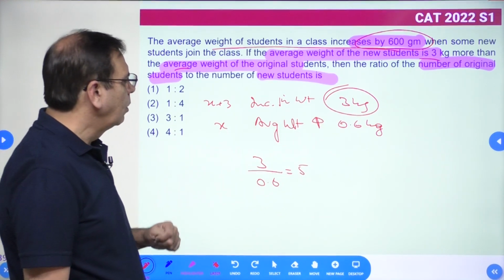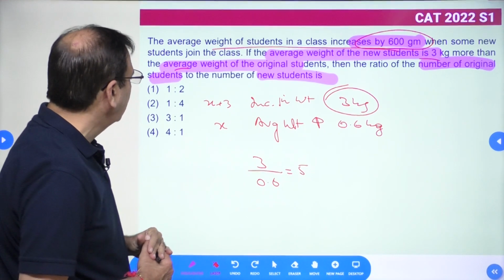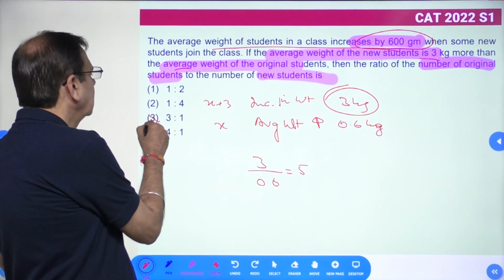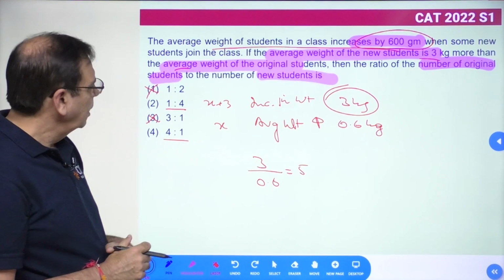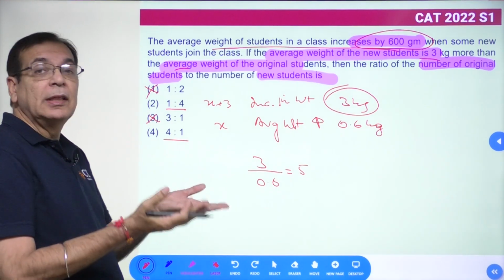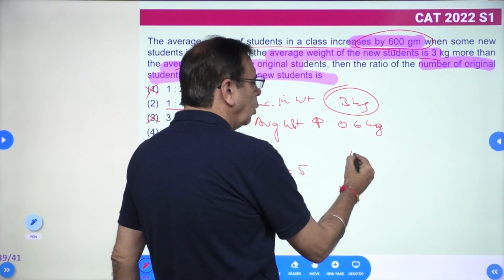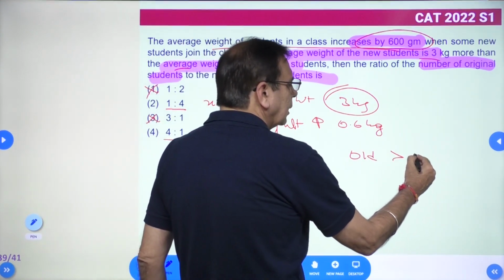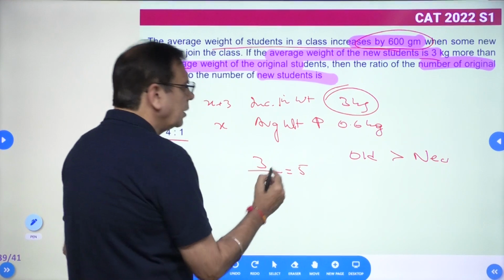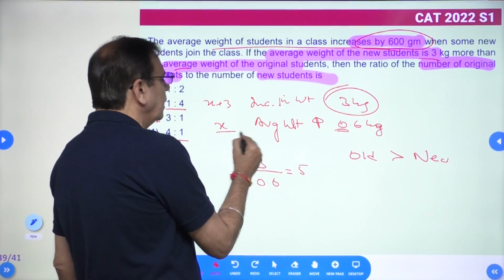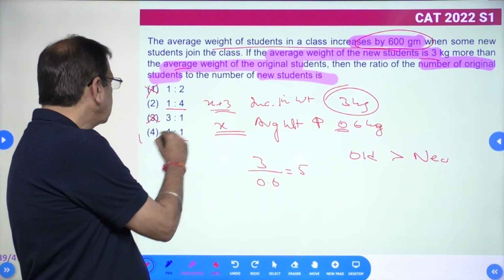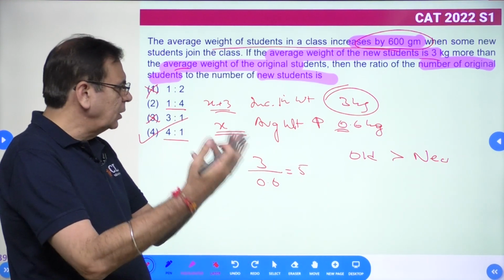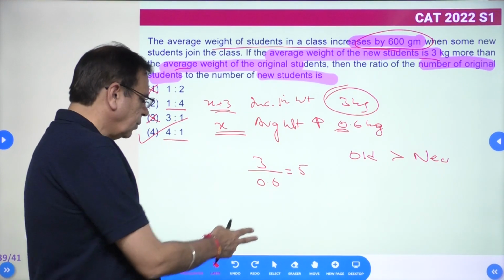Now if it has to be distributed between 5 stones, that means the sum of the number of stones should be 5. One of them has to be the answer. And which one should be more, the new stones or the old stones? The number of old stones has to be greater than the number of new stones, because the average weight is closer to the original weight rather than the new weight. So which is why the answer then should be 4 is to 1. And you can use any of the two methods based on your comfort.